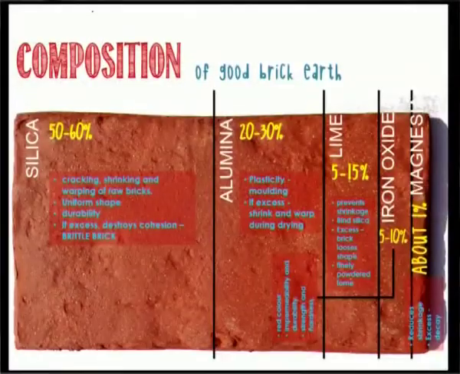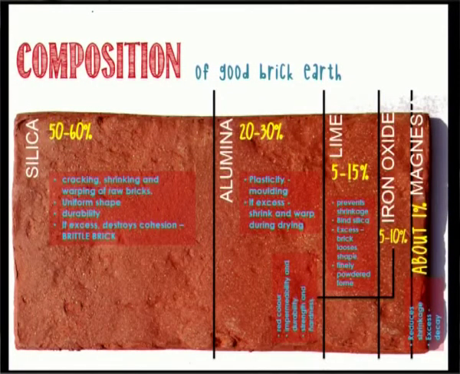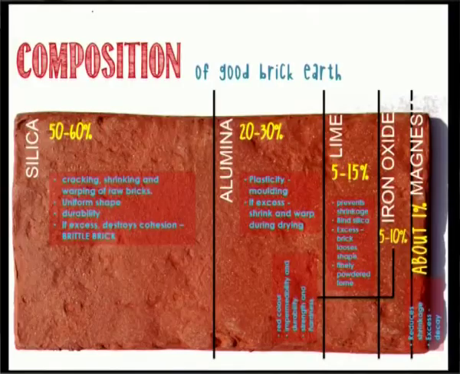The next component is your lime. It's present in about 5 to 15%. Again, lime also helps in preventing the shrinkage, and it also helps in binding silica. Now, with excess of lime, the brick loses its shape if you use too much of lime. When you add lime to the brick earth, it should be in a very finely powdered form.